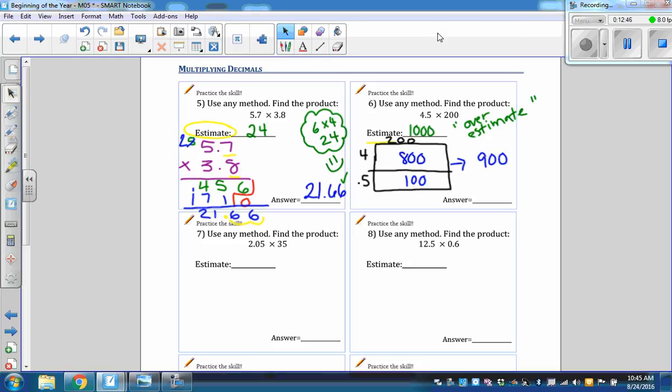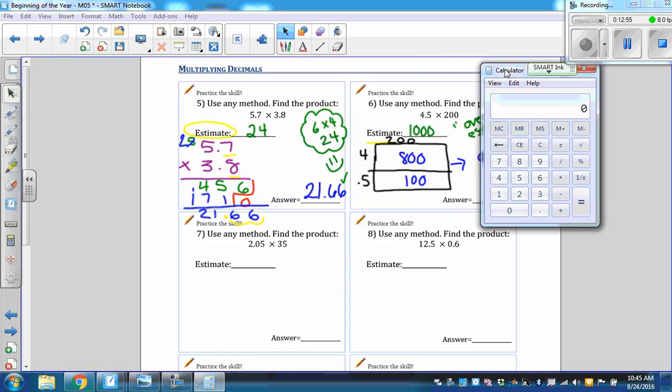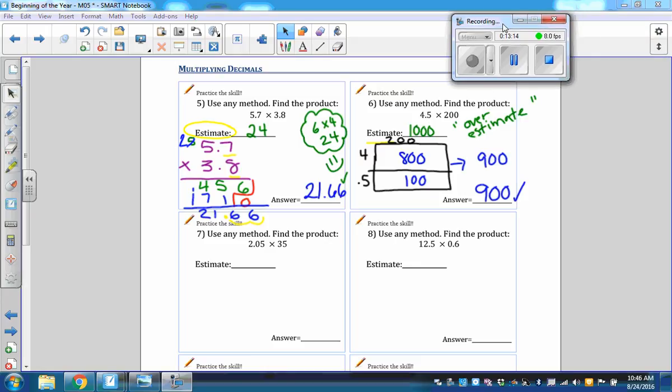Again, I can check with the calculator. It's a good strategy. 200 times 4.5 is 900. So my final answer is 900, and it checks. On your work tonight, you can use either method unless you're given specific directions to follow a particular method.